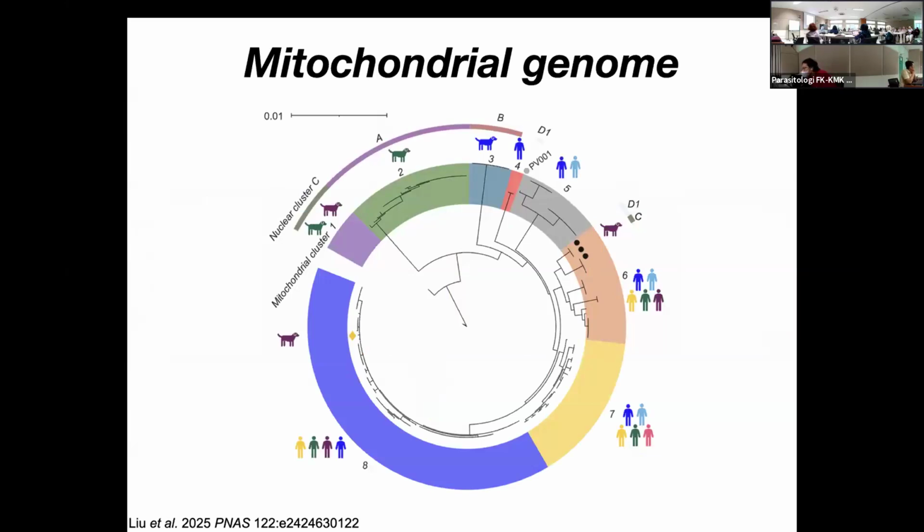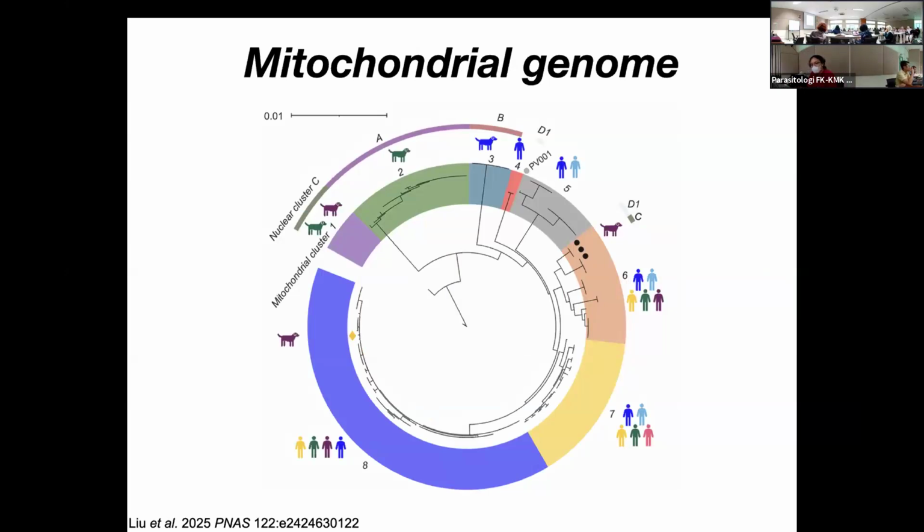Now, previously I showed you the nuclear genome. This is the same worms, but the mitochondrial genome. It's a little bit complicated. It's a tree which is made into a circle. Around the outside, we've got the same color coding, so people and dogs have a color telling the country. Around the outside, we've got the nuclear clade. So that's clade C, clade A, clade B, D1, and all of this is D2. And then we've got the mitochondrial tree here. Then we've got eight clades of mitochondrial genes.